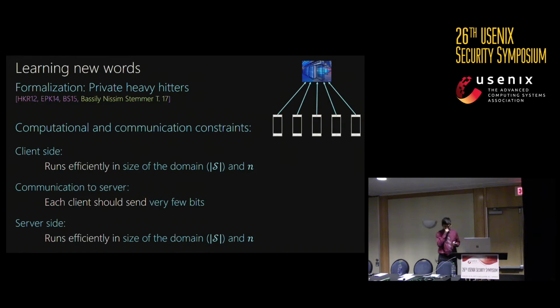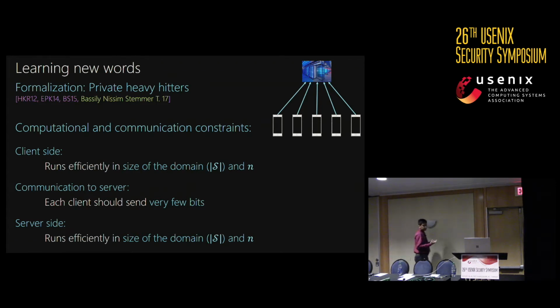So that was the privacy-utility part of the problem, and as I told you, there are computational and communication constraints which one has to deal with. From the client side, you want your algorithm to run efficiently in the size of the domain and the number of samples. Now, I told you the size of the domain is really large. Even the number of samples is really large. Just think about the number of cell phones people have on this planet. It's more than 300 million.